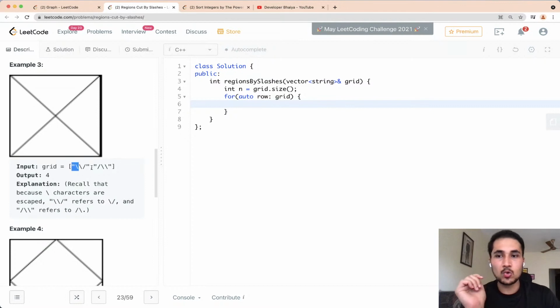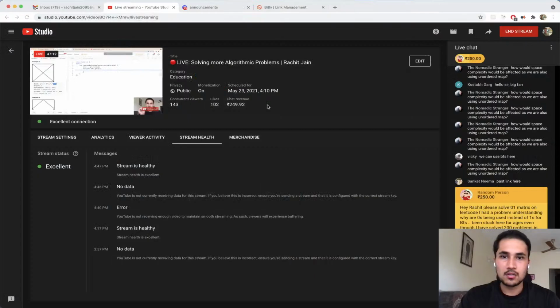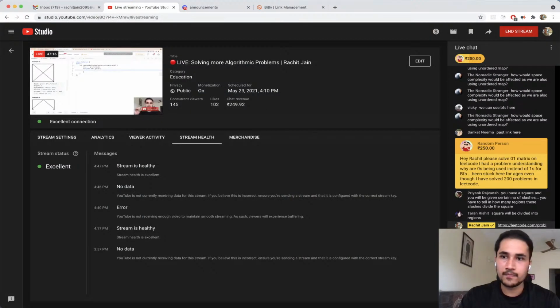And again, the grid size is 2 over here. And over here as well, we have a forward slash and then a backslash. Because backslash needs escaping, we have double backslashes. It's actually good to see, first of all, how C++ treats this. I'm hoping that there is no lag in the stream now, guys. From here, I can see there is an excellent connection. But in any case, if you feel there are lag issues, please let me know in the chat section.